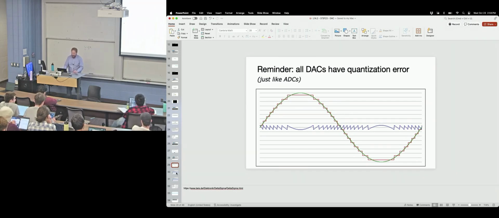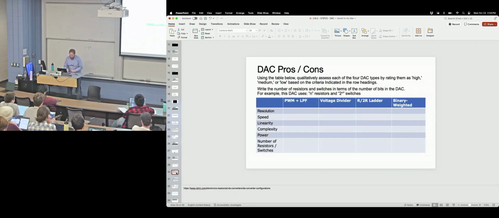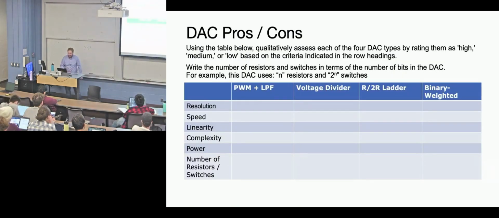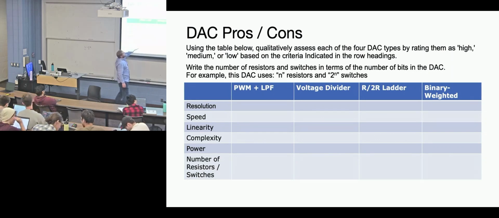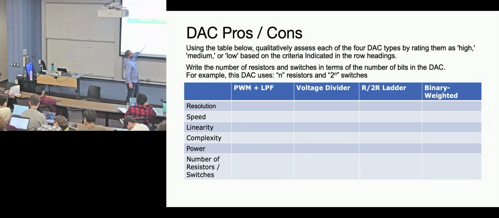Well, you guys can just sit there and work on a piece of paper as we go through this experiment here. Work together for a couple of minutes and come up with what you think the relationships are. I gave better instructions this time of high, medium, low. Here it's important to try and calculate the number of resistors and switches you need as a function of the number of bits.